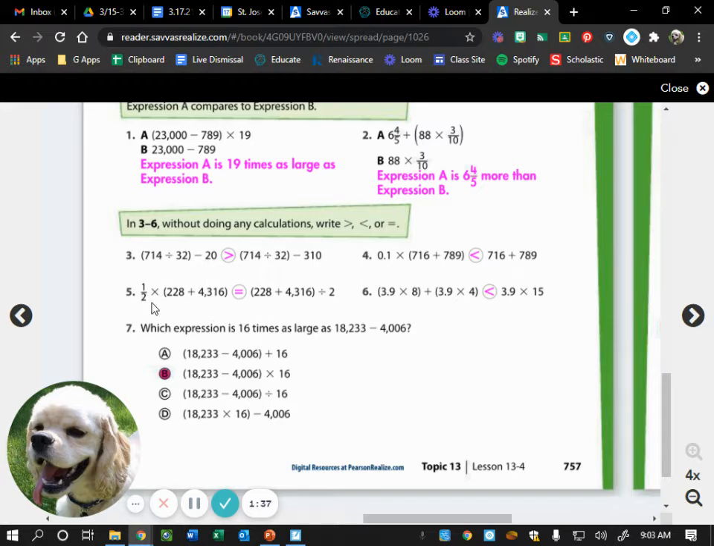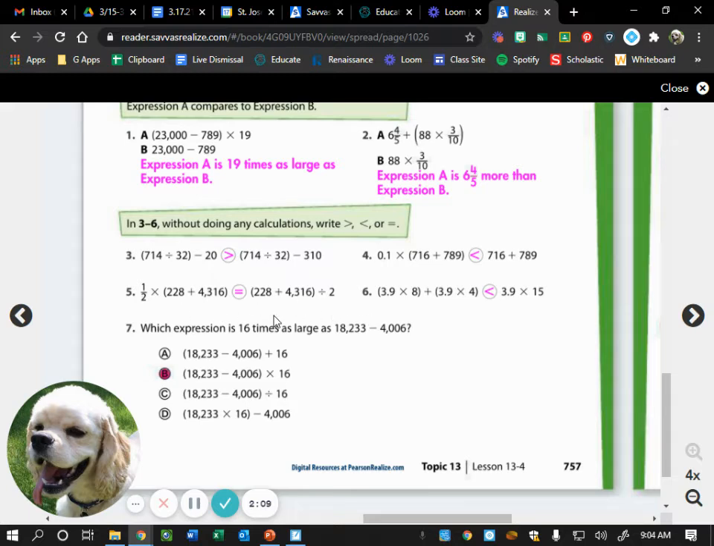However, the first one, we're multiplying by 1/2. The second one, we're dividing by 2. Now, they're equal. Can someone raise their hand and tell me why both expressions in number 5 are equal to one another? Will? Because 1/2 is just like half of the answer. Exactly. When we multiply something by 1/2, we're finding half of the answer, which is the same as dividing it by 2. So that is why number 5, they are equal to each other.